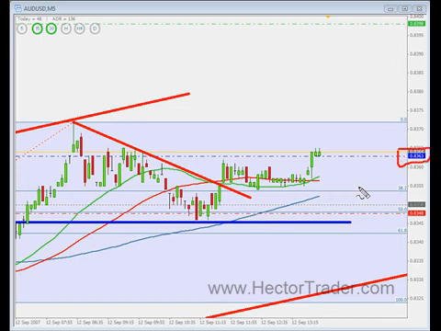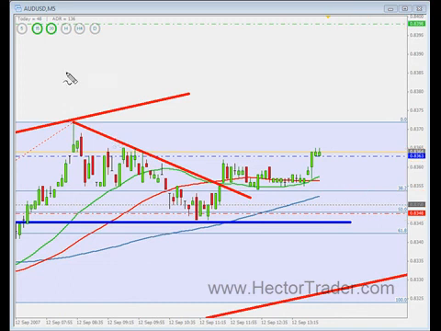Entry price 0.8363, stop loss below the round number, just for a little bit of protection, 0.8348. I'm shooting for the next round number, 0.8398, a few pips before reaching the next round number.